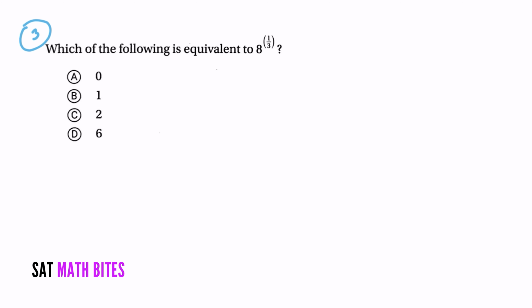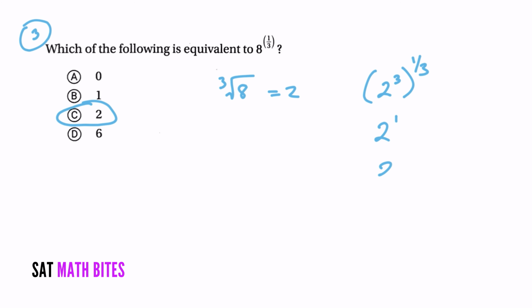On number 3, 8 to the 1/3 is the same thing as the cube root of 8. So the cube root of 8 is simply 2. So the answer here is C. Another way you could rewrite this is as 2 to the third, to the 1/3. And then when you have an exponent to an exponent, you multiply them together. So 3 times 1/3 is 1. So the answer would be 2.